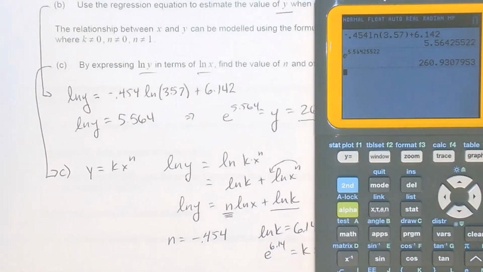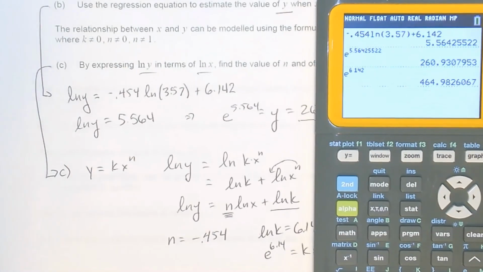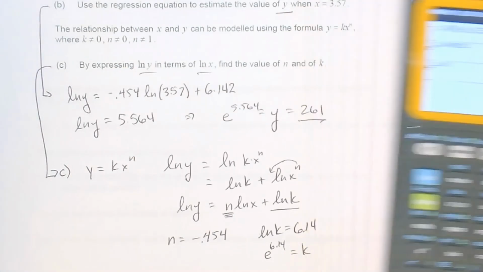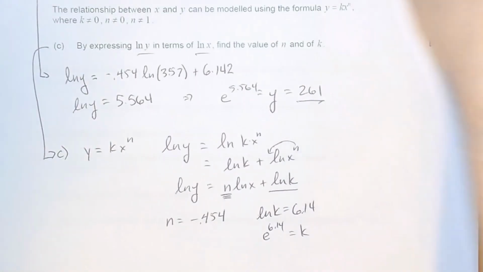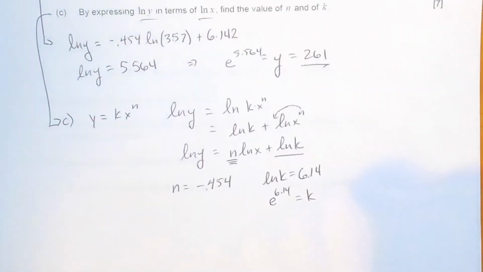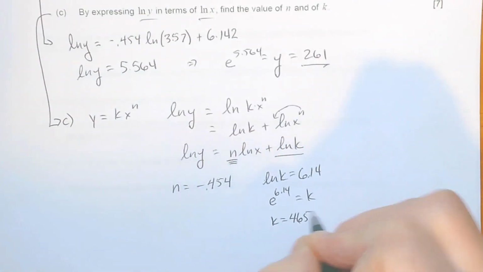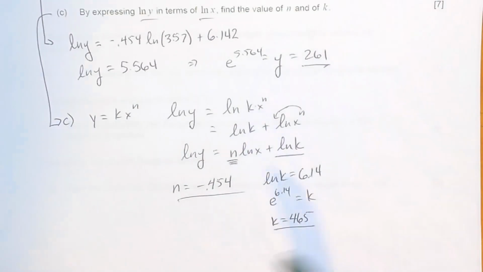I better type that into my calculator. e to the 6.14. I think I'll put that 2 in. And there we go. I get 465. So let me rearrange my paper here. I get k equals 465. And we're all done with problem 8.